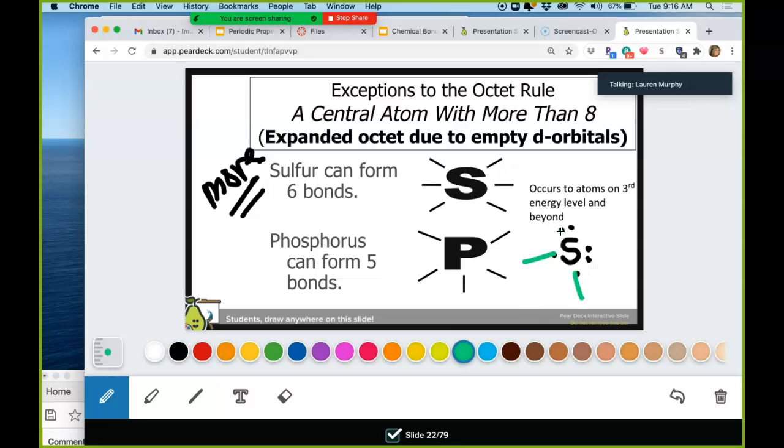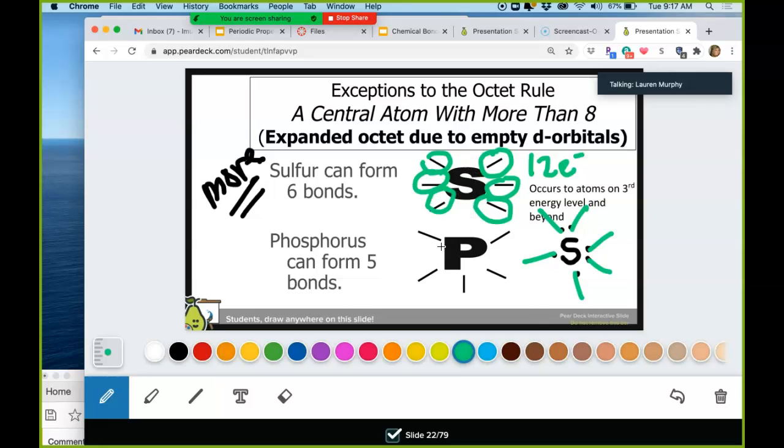But it is also okay splitting up the lone pairs and bonding all 6 times. It is able to do that. Now, when it does that, it has 2, 4, 6, 8, 10, 12 electrons around it. That's an expanded octet. It's more than 8 electrons around it, and it is stable like this.